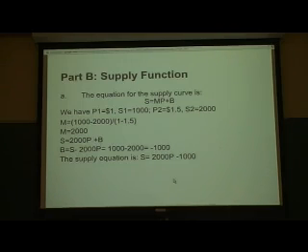To find B, we take 1,000 minus 2,000 and get negative 1,000. So the supply equation is S equals 2,000P minus 1,000.